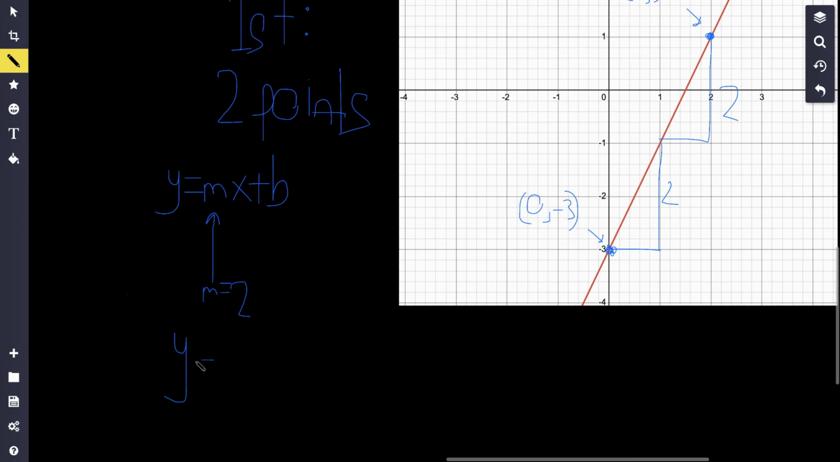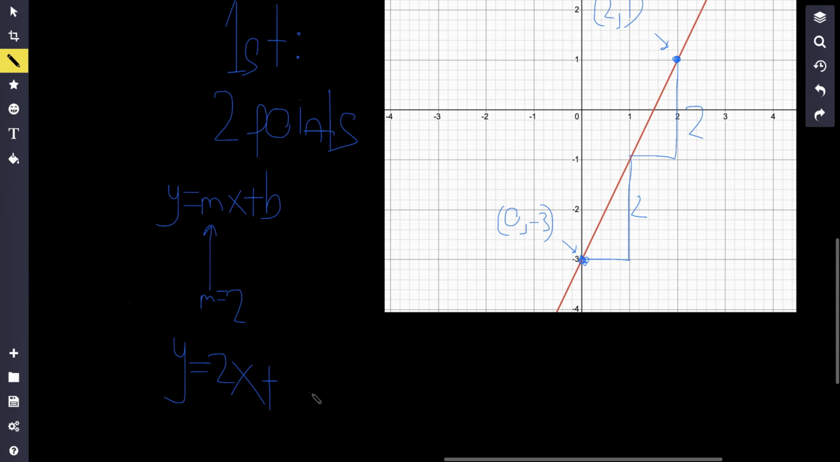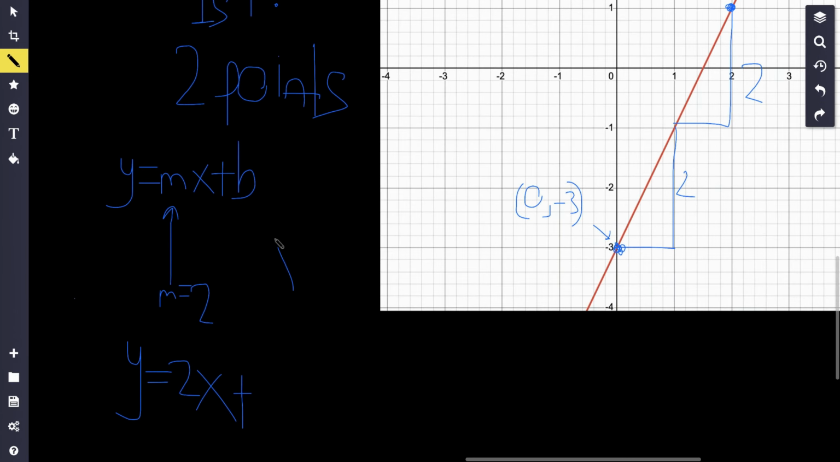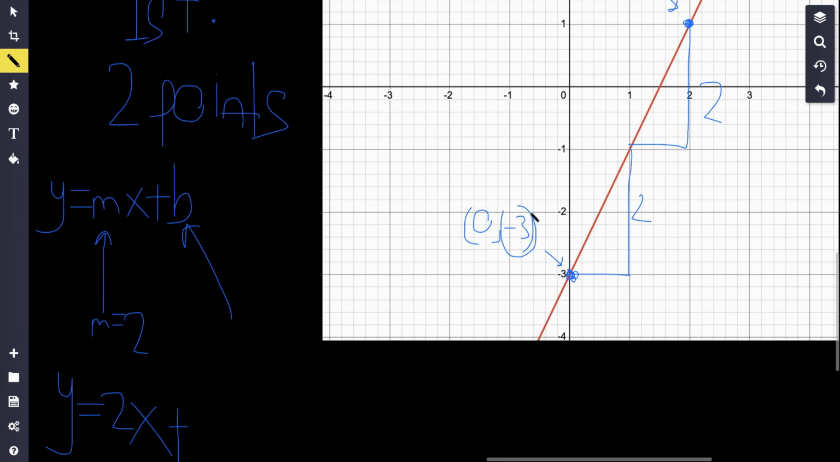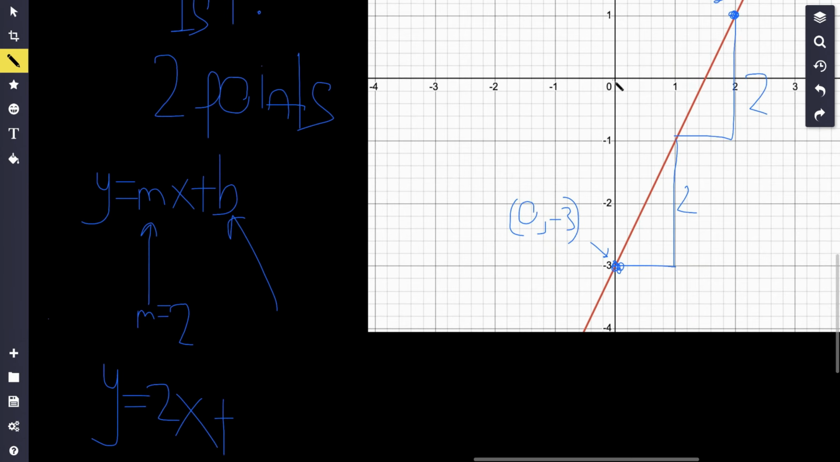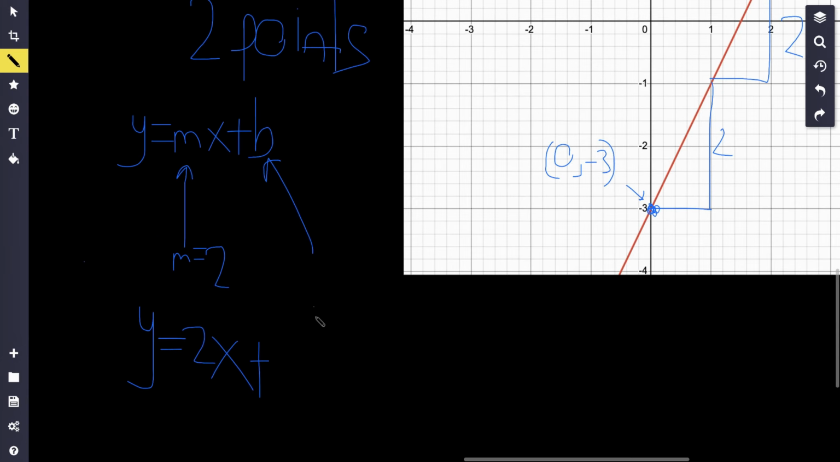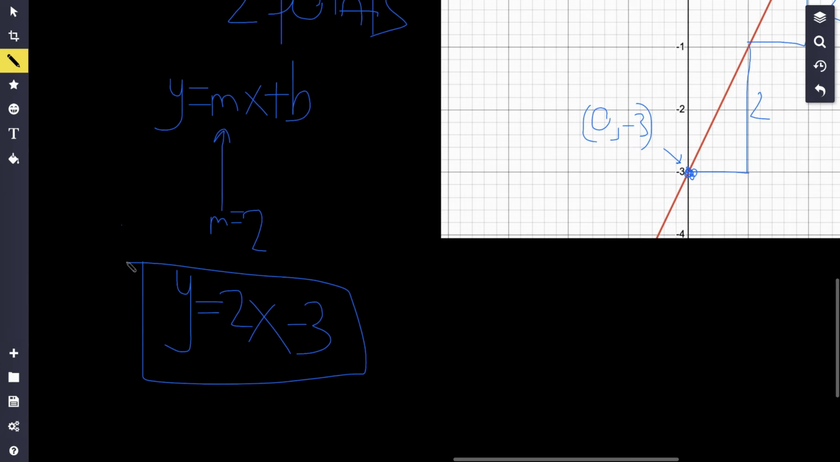So far we have y is equal to 2x. Now, remember that x and y are variables, so you don't change them. When you're writing the equation of a line, the x and y stay the same. Okay, got it? All right, and then finally, for the b part, the b represents the y-intercept. So the y-intercept in this case is -3. When x is equal to 0, our y value is equal to -3. So we're going to have y is equal to 2x minus 3, and we are done. This is the equation of our line.